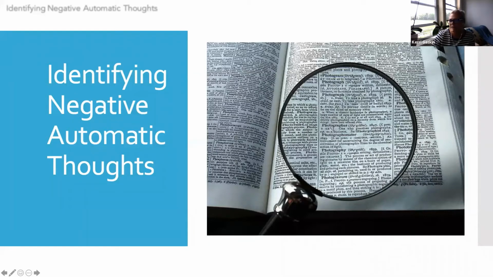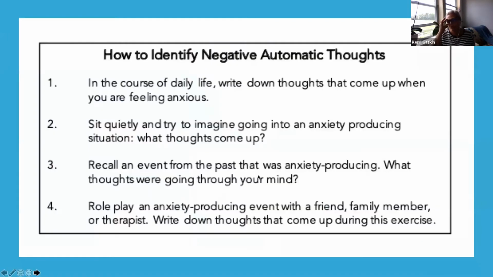So let's look at how to identify those thoughts. How do we do that? During your day, jot down the various thoughts that come up. We've talked about postponement, and about doing a worry journal, so in the course of your daily life, write down the thoughts that pop up when you're feeling anxious. Sit quietly, try to imagine going into an anxiety-producing situation, and then think about what thoughts come up.